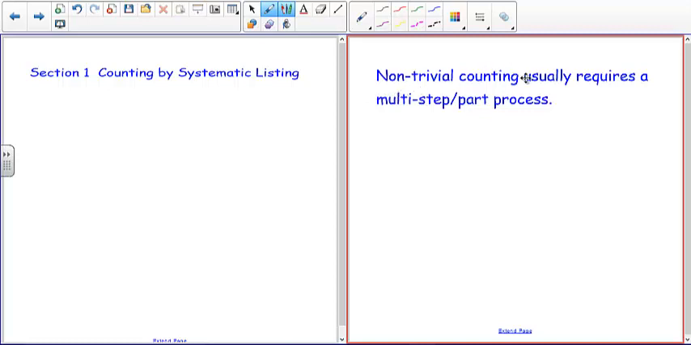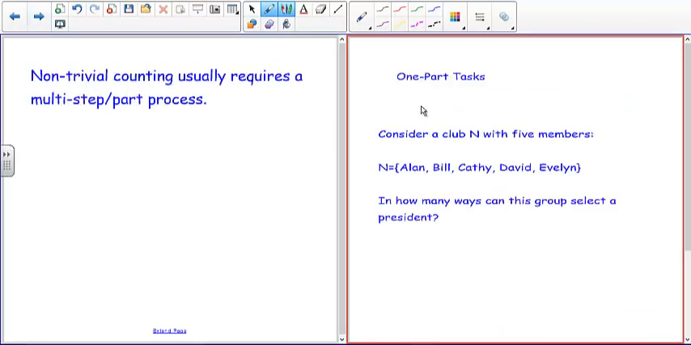Non-trivial counting, which means more than looking at a number of people and just counting how many there are, usually requires a multi-step or multi-part process. During each part or step, there are so many choices that you can make, so many options available. You can find the total number of options by multiplying together the number of options in each step. We're going to start with the simplest case, which is a one-step process, or a one-part task.